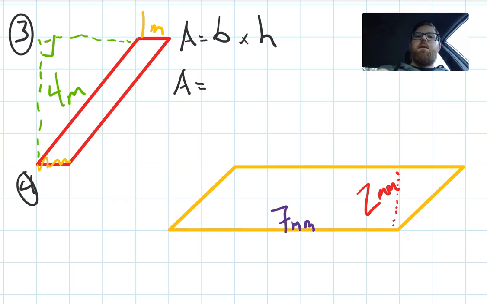Well, the top and the bottom part of a parallelogram actually have the exact same length. So in this case, our base is actually going to be the same as the top part here. So again, the bottom down here is the same as the top. So what that means is my base is actually going to be 1 meter.